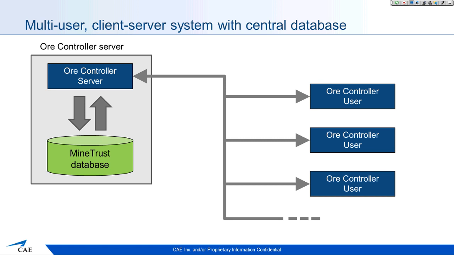And when the user starts an activity within the Ore Controller system, their local copy of Ore Controller contacts the server, which queries the database to see if the relevant data is available, and will then transfer the necessary files down to the user, where the user will carry out the activity. And when the activity has been completed successfully and the user clicks the complete button, then the changed data is sent back through the network to the database.